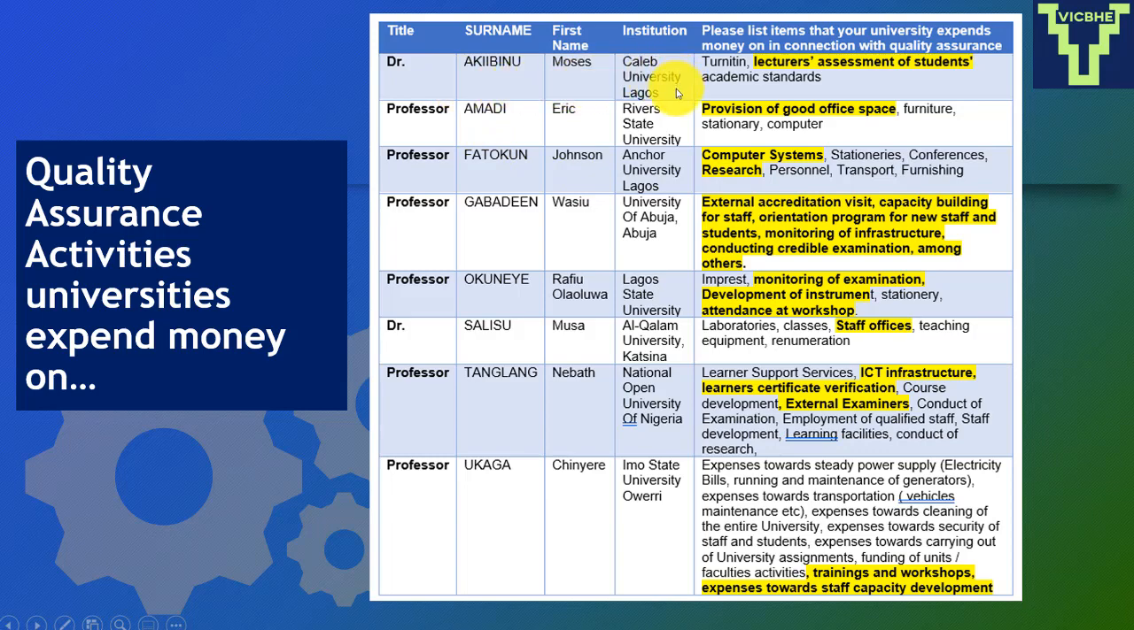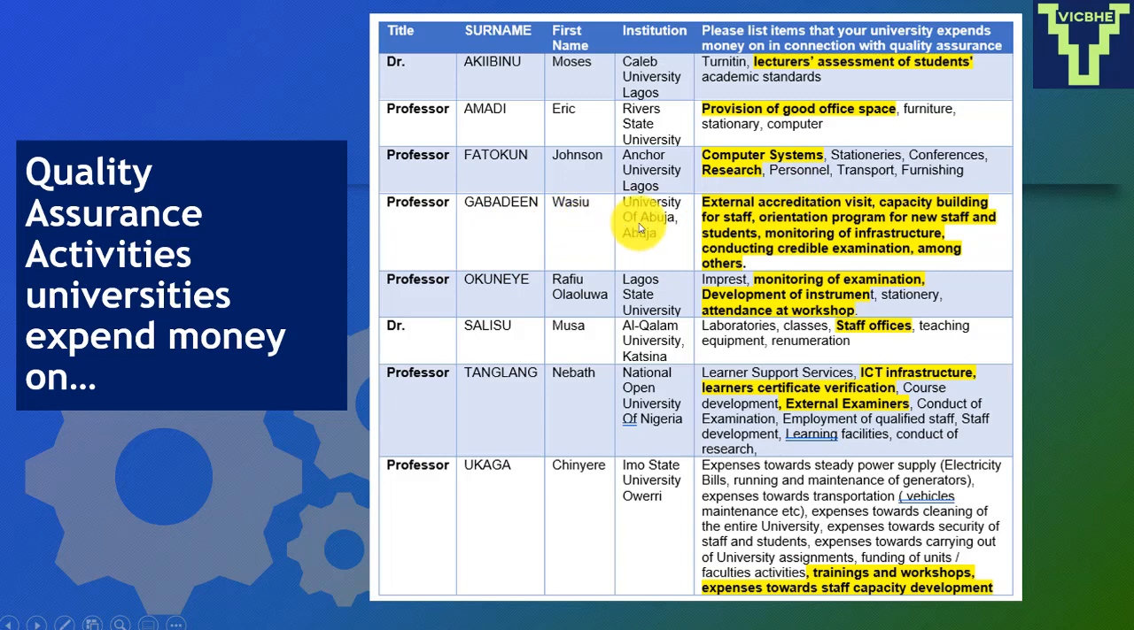So Dr. Akibino Moses of Caleb University said they spend money on Turnitin. That's a plagiarism checking software. Lecturers' assessment of students. Look at all of this, because there's no time to read all of this. You can pause the video and see what others are spending money on. You find that what they're spending money on is largely what you also are spending money on in your universities. Professor Eric Amadi of Rivers State University, provision of good office space. Professor Fatokun Johnson, Anchor University, Lagos, computer systems, research. What I've done is to just highlight the ones that are not repeated elsewhere.